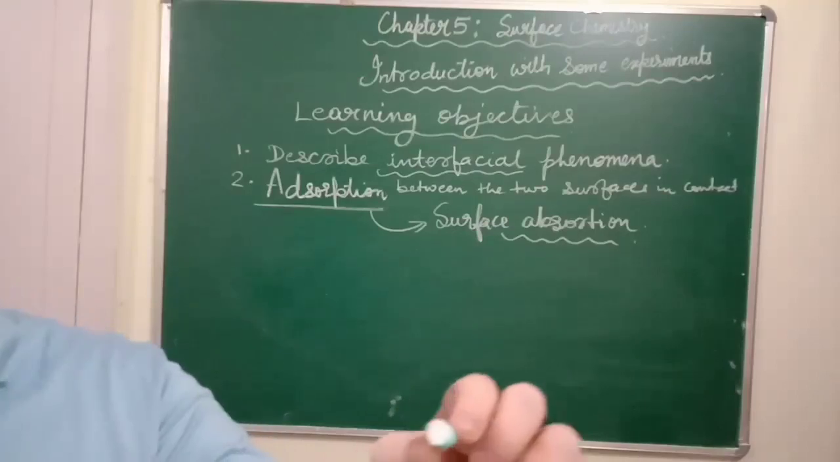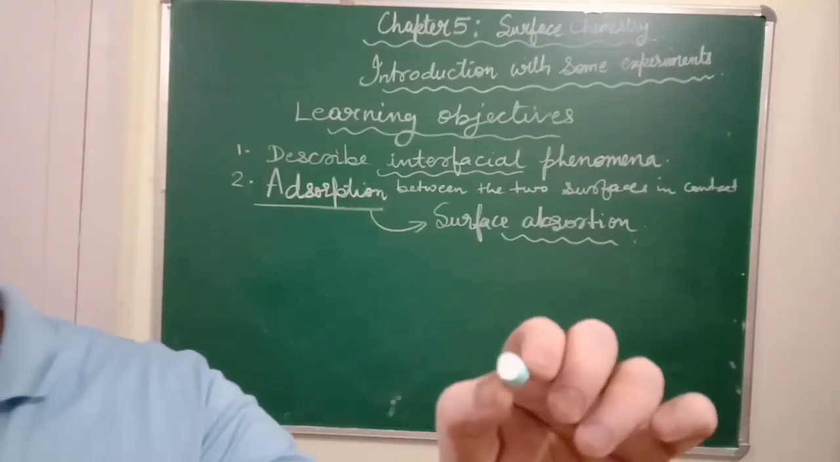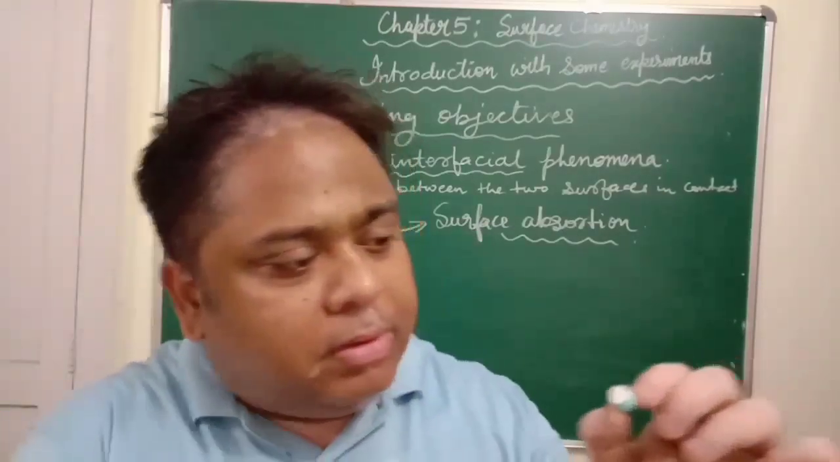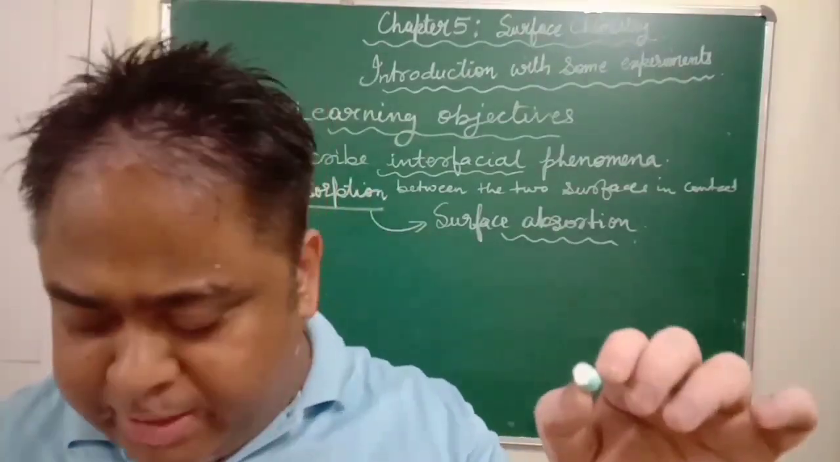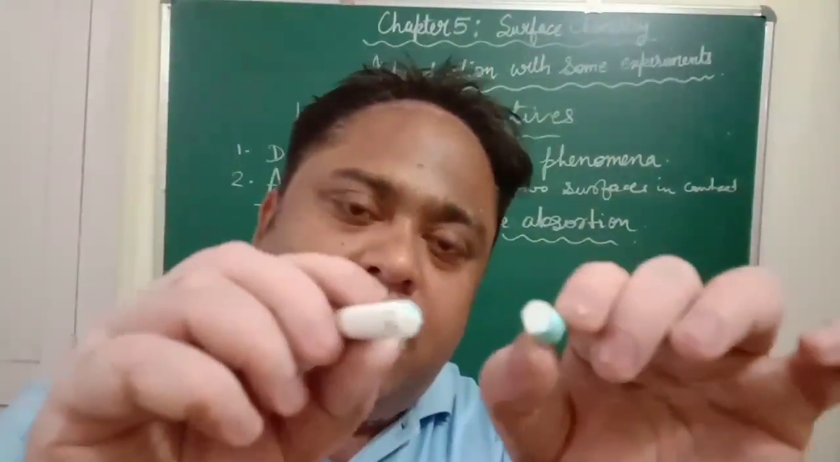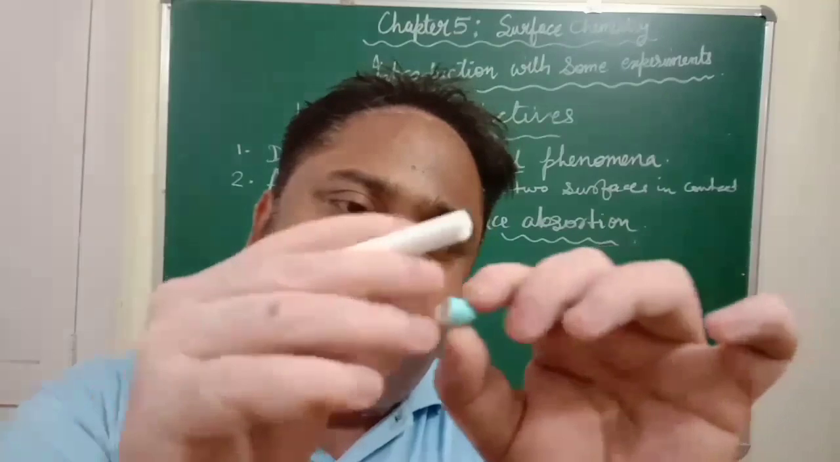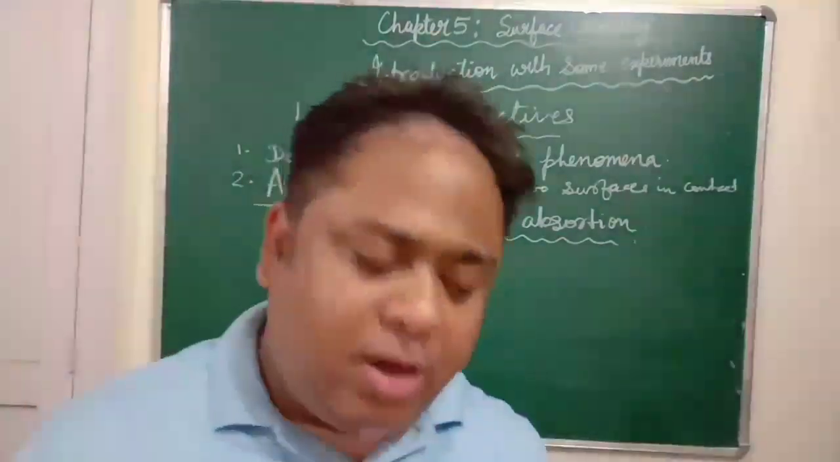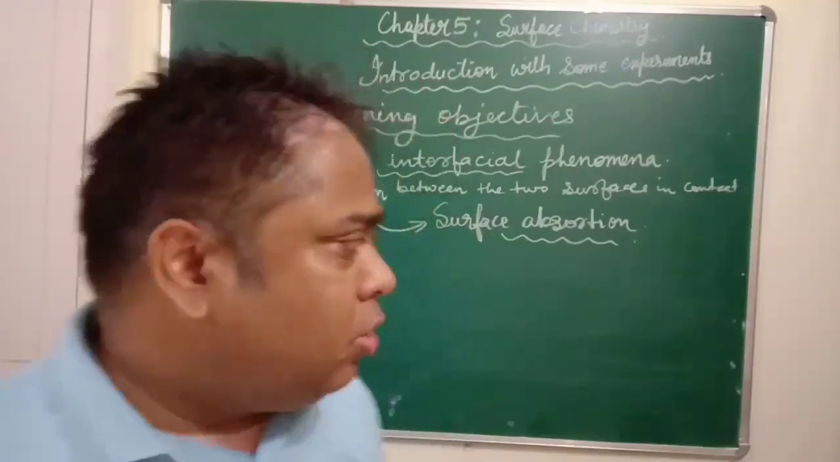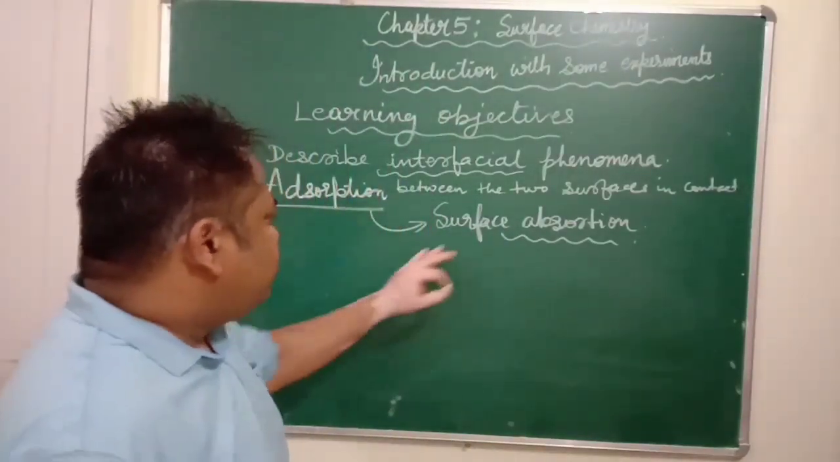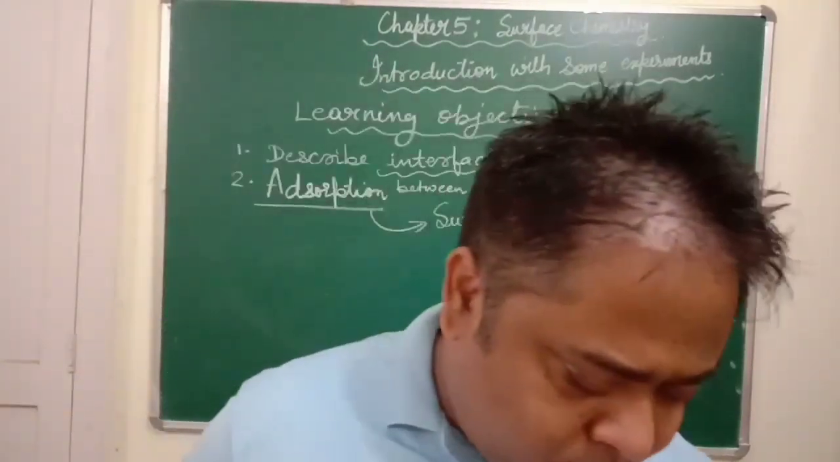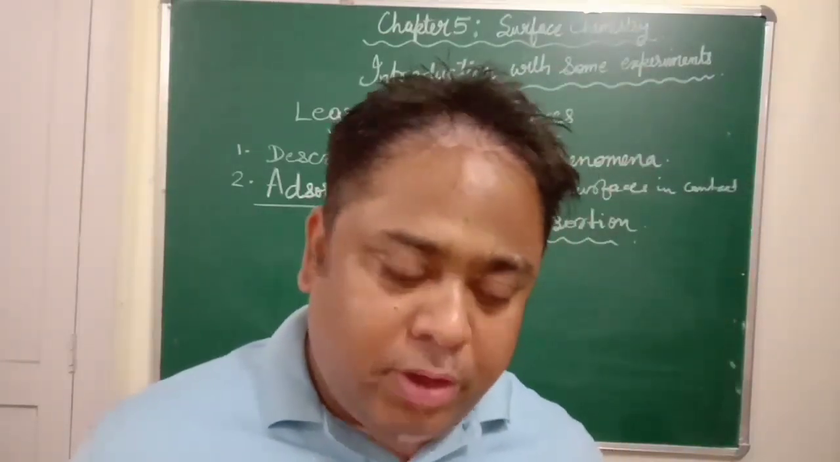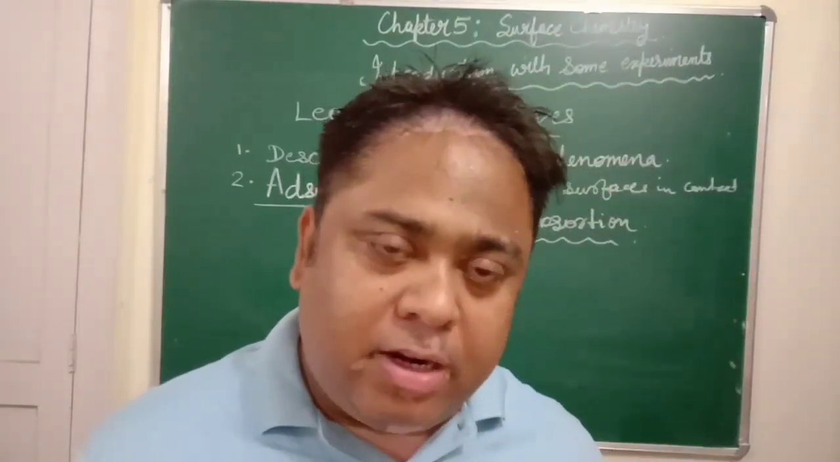See, in the bulk the blue color is not there, but at the surface the blue color is adsorbed. At the surface the blue color is adsorbed. So this is called a surface phenomenon, or adsorption, not absorption. Adsorption means surface absorption. So why is it important? It is important to separate colors.